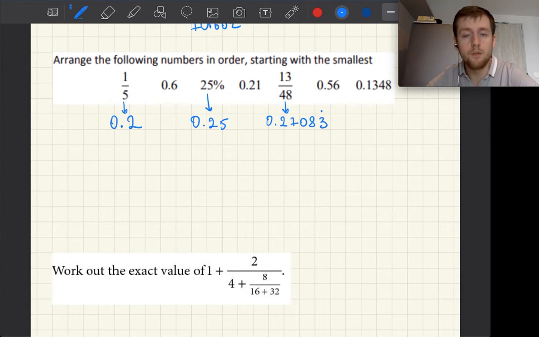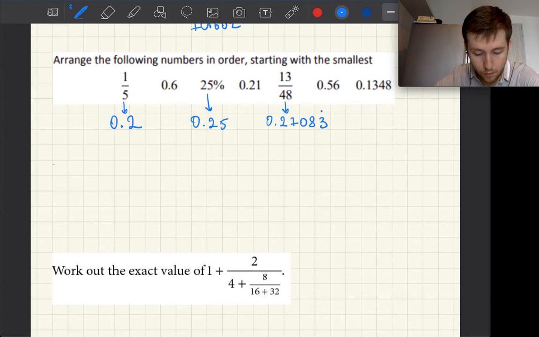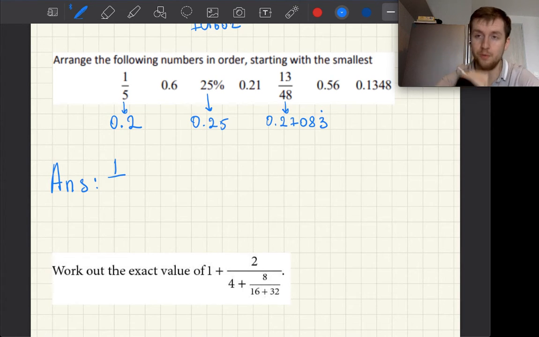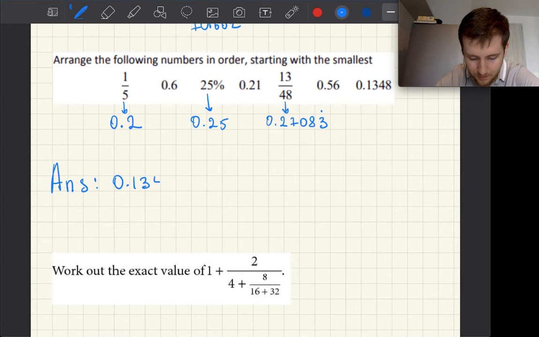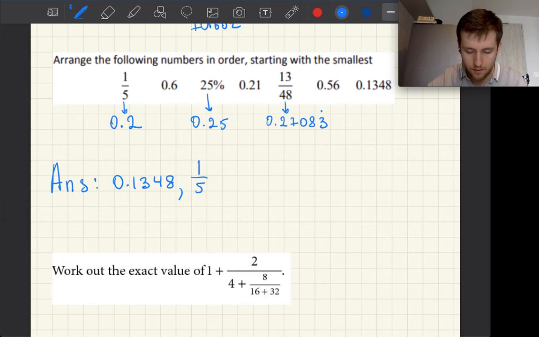Okay, starting with the smallest number, here it would be 1 over 5, or 0.2. So that's the smallest one. Oh, actually, sorry, no. I was not being careful. This is the smallest number, 0.1348. That's the smallest one. You see, pay attention. I just almost skipped the right answer. Okay, so this is the next one. Next one is 1 over 5. It's the second smallest.